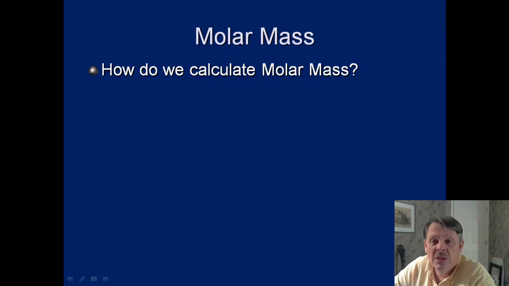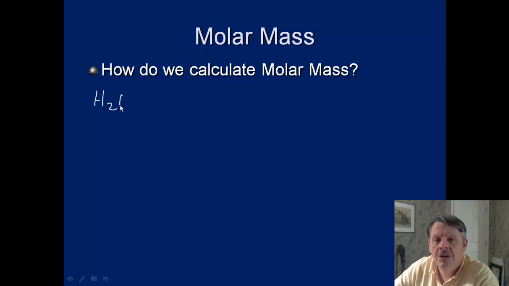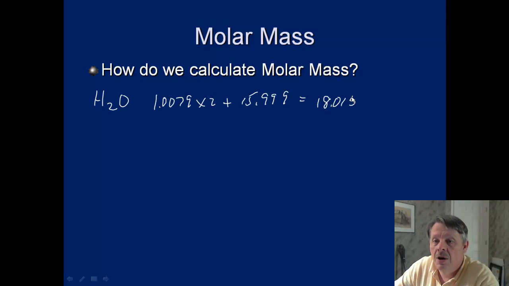Now, you all know the answer to this. How do you calculate molar mass? Well, let's say that I gave you H2O. How much does H2O weigh? You say, well, duh. That's 1.0079 times 2 plus 15.999, because that's the mass of hydrogen times 2 plus the mass of oxygen, and it's 18.015, and that's grams per mole. So clearly you know how to do that, no question.